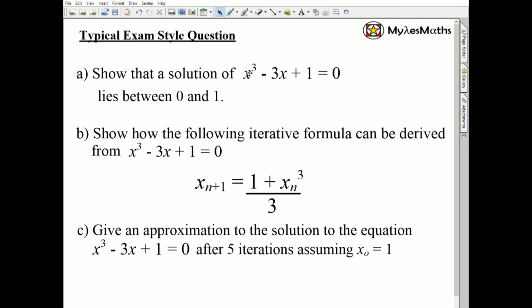We're going to look at x cubed minus 3x plus 1 equals 0. We're going to show that it has a root between 0 and 1. We're then going to derive the iterative formula.